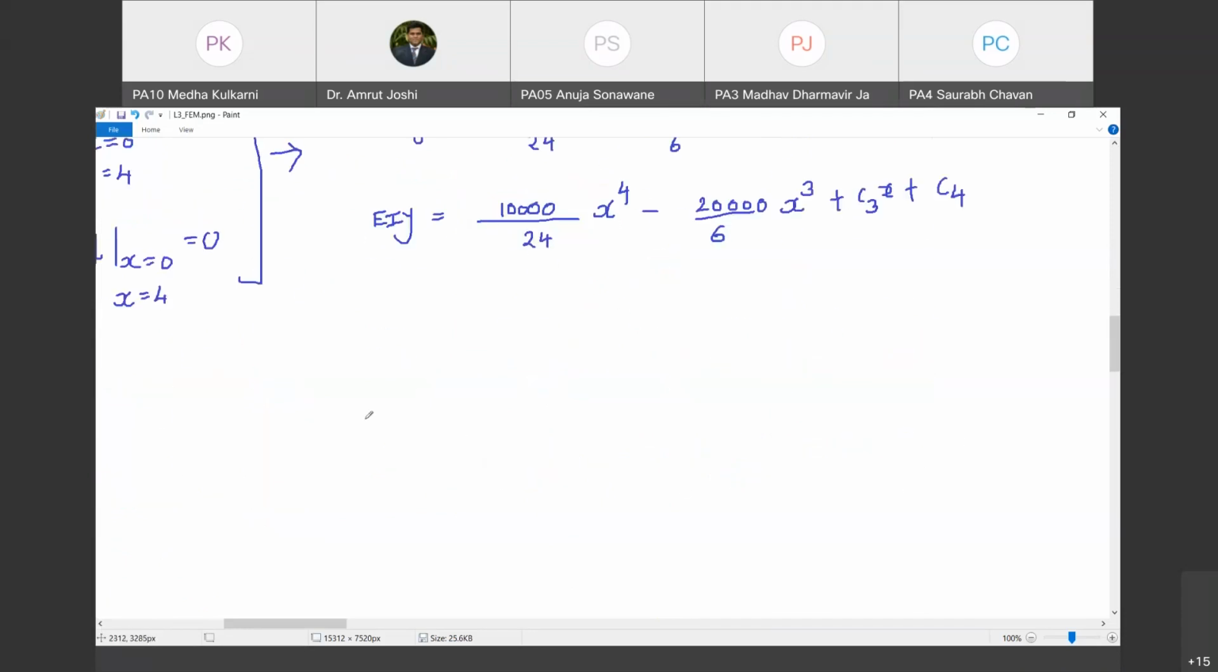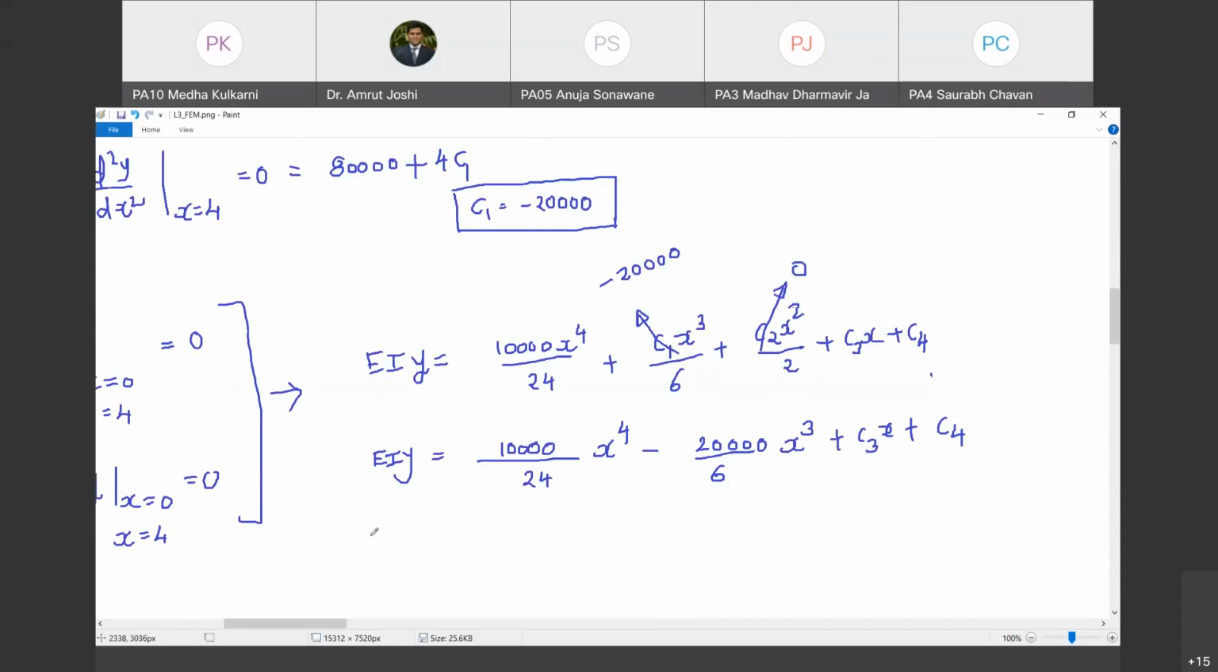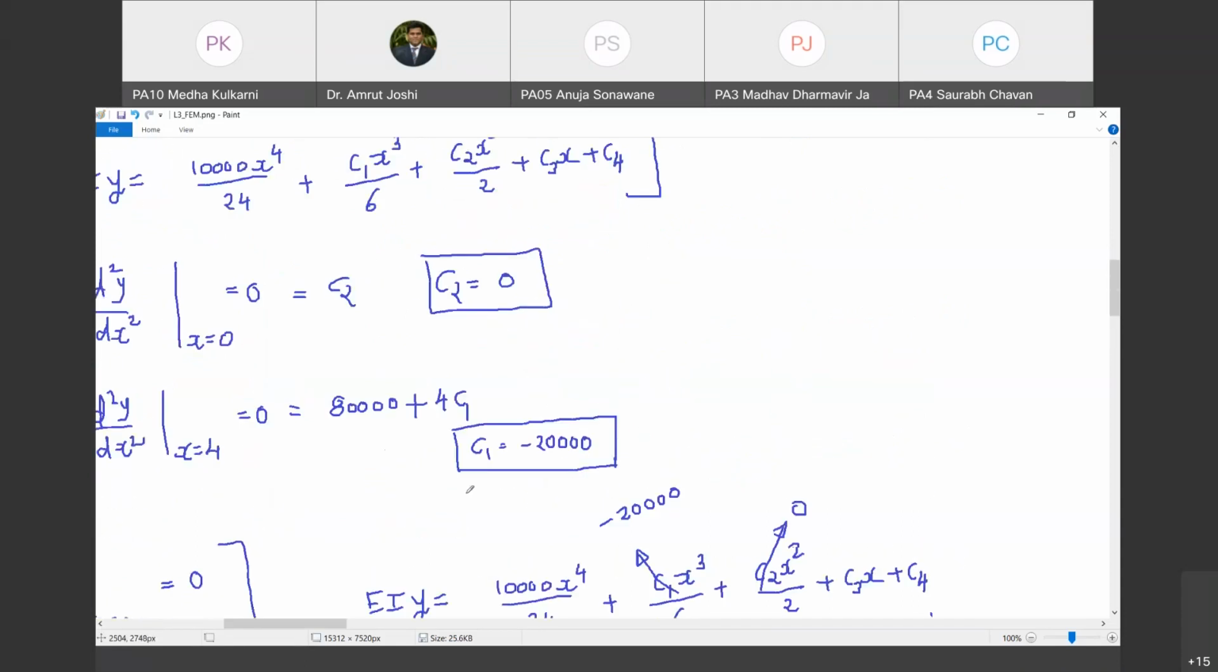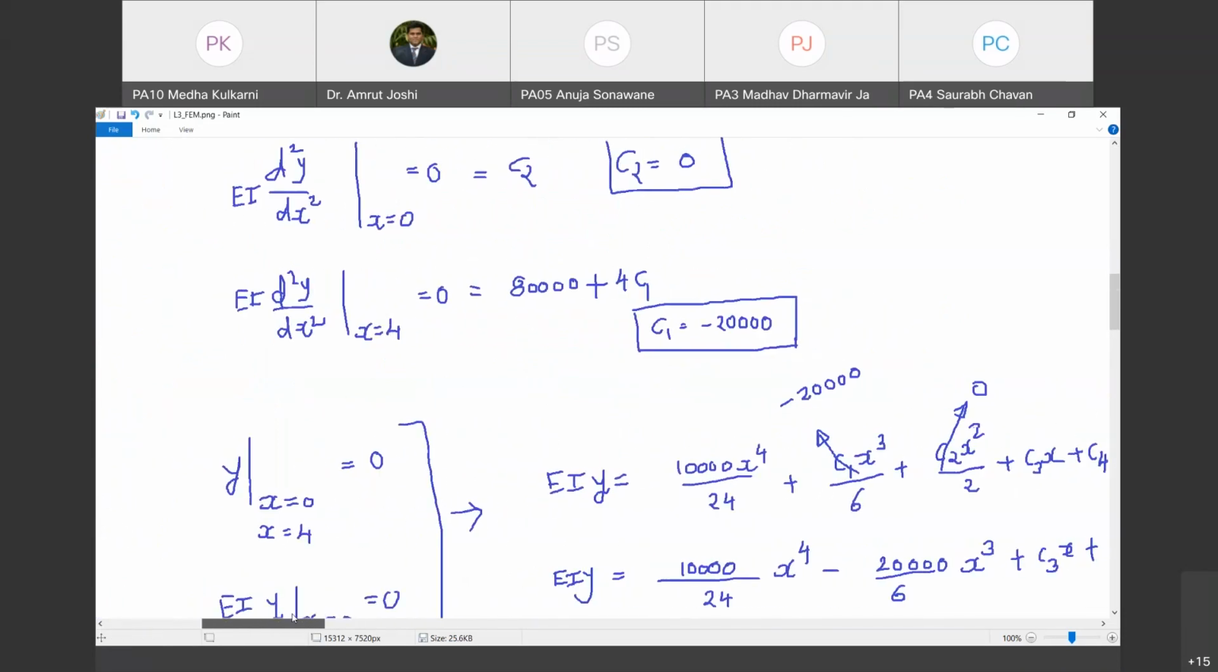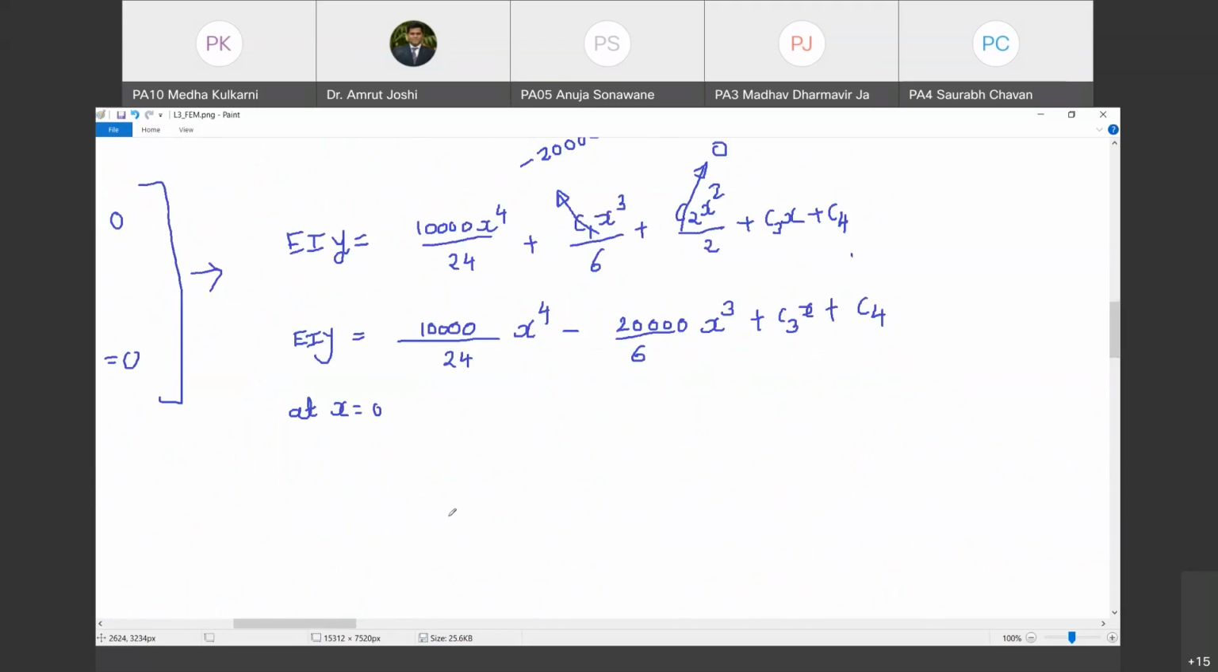Now, at x equal to 0, we know that EIY is 0. That is the first boundary condition. Do you agree with me? So in sequence, it is third one, but in this set, it is the first boundary condition. So EIY is 0. And if I substitute x equal to 0 on right hand side, what do I get? C4. So I have got C4 equal to 0.